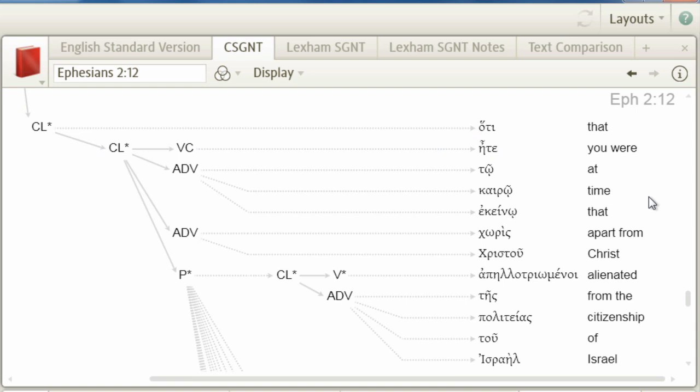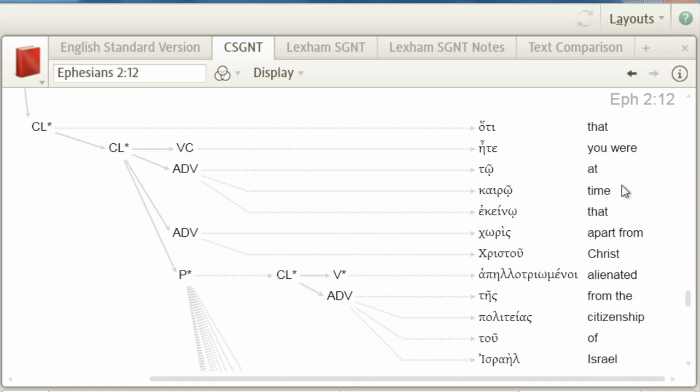In the Cascadia syntax graphs of the New Testament, we can see that this group of words here, at time that, which is following the Greek word order here, to kairo ekeno, this group of words here are not functioning as an indirect object, which would have the annotation IO. Instead, they're functioning adverbially. The group of words is providing additional information to this Greek verb here, ete, which is translated you were. So, when were you apart from Christ? At that time, which refers back to the time prior to their conversion.